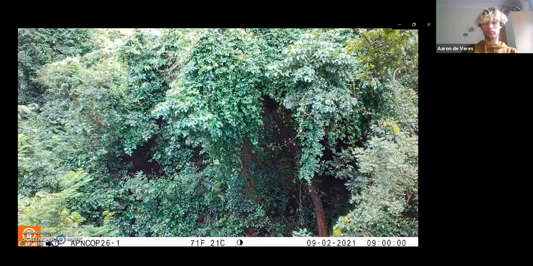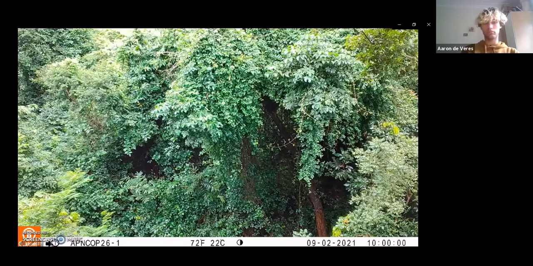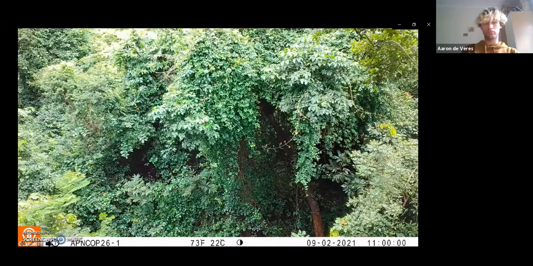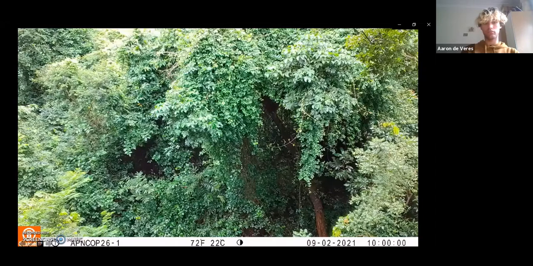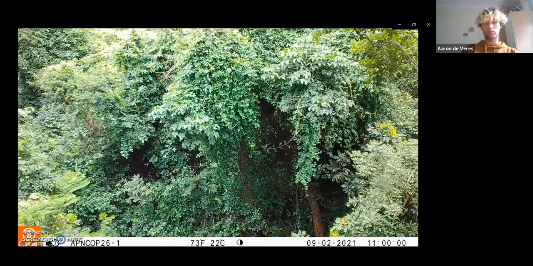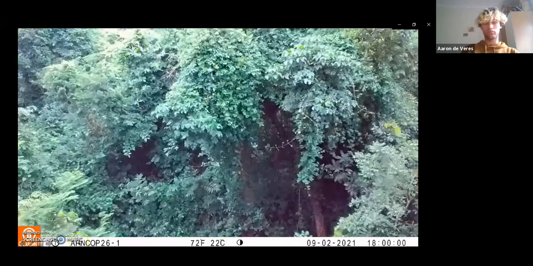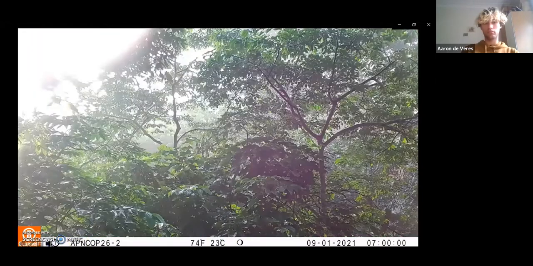So it took this picture at 9 a.m. The next one was at 10 a.m., at 11, and then at 6 p.m. it took this other one. If you compare, you realize that the pictures at 9 and 10 were better than the pictures that were taken at 6 p.m. And the other camera also, this was a picture taken at 7 a.m. when the sun was coming out, and so this was also not a very good picture.